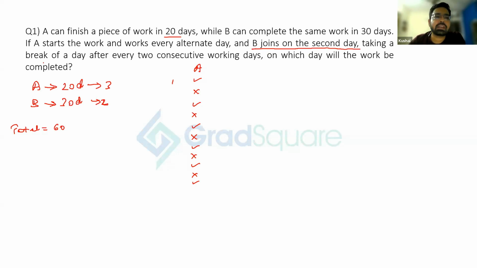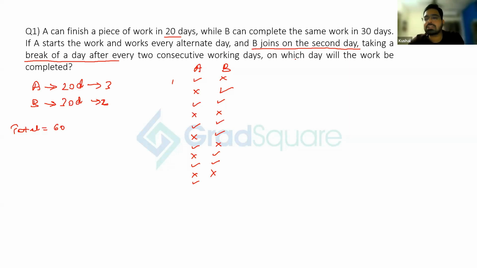B joins on the second day, taking a break of a day after every two consecutive days. So if you look at B, B joins on the second day. That means first day B was not working. On the second day B is working. On the third day B is working, and then on the fourth day B is not working. On the fifth day B is working. Sixth day it is working. Seventh day it is not working. So on and so forth. Correct? So it is working and then it is not working. So that is what it says, on which day the work will get completed.